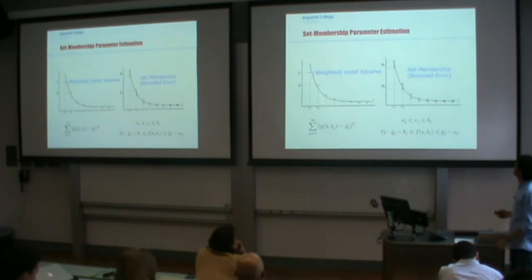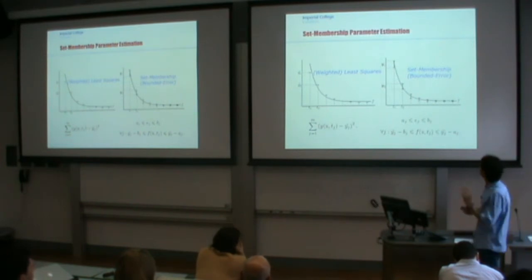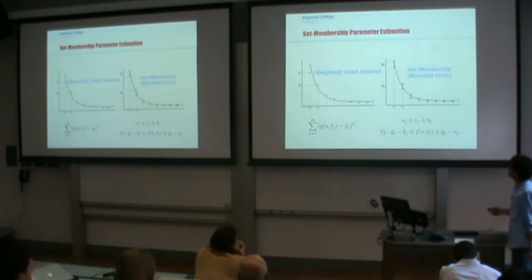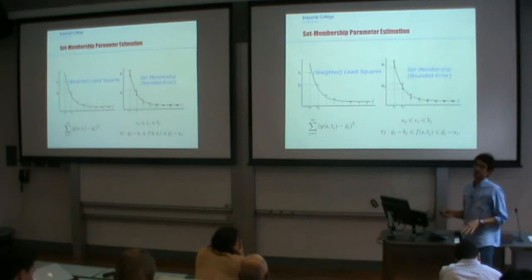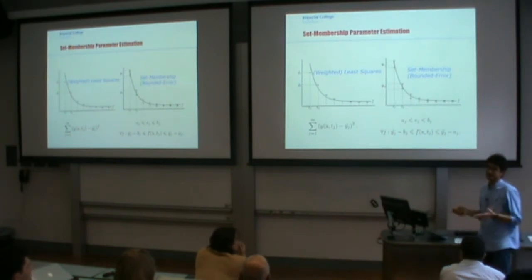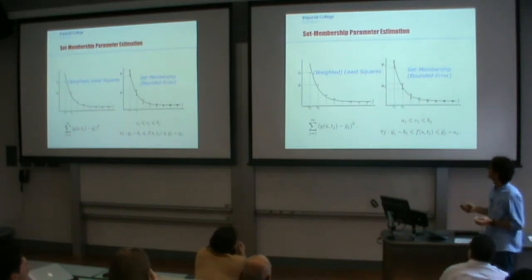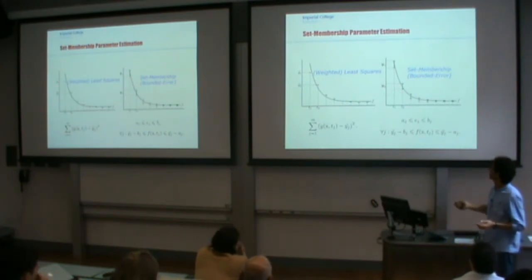Okay, then let's talk a little bit about set membership parameter estimation. Probably you already know some of these concepts. The typical approach to identify the minimal model is the typical least squares technique, weighted least squares if you want. Basically we are minimizing the error between the measurements and the model.